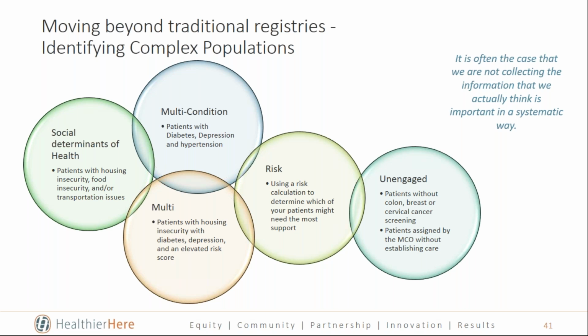For each one of these registries, there's a different set of tasks or programs that you might build to try to improve the care of these patients. As we get more and more sophisticated, we start to look at smaller and smaller subpopulations. When we do that, we end up getting really tailored in terms of what those patients need, and we make those incremental improvements.